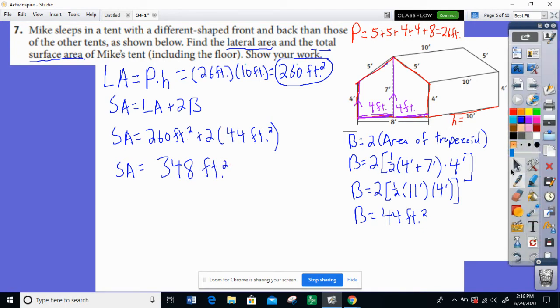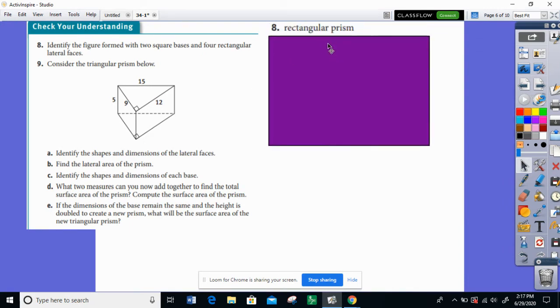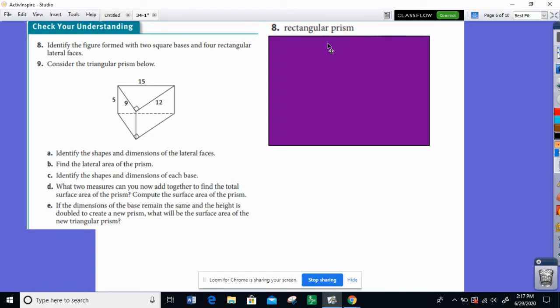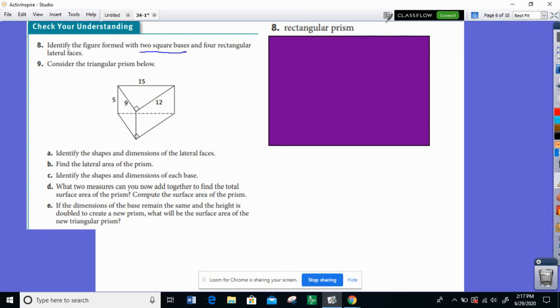So there's a couple other surface area formulas for prism problems that we're going to work out. Here's the check your understanding on the next page, page 497. Identify the figure formed with 2 square bases and 4 rectangular lateral faces. Well, that's going to be a rectangular prism. We could also call this a square prism because it says that the bases are squares. So I'm going to put that as another possible answer.